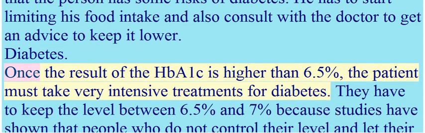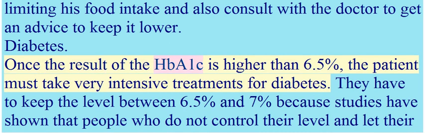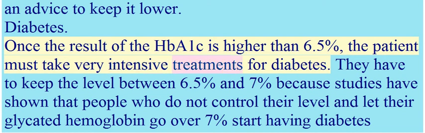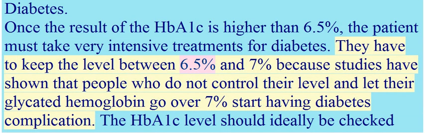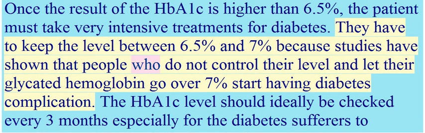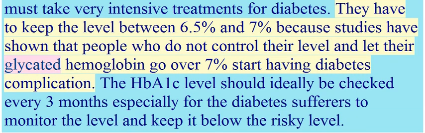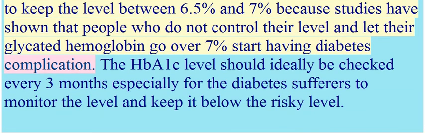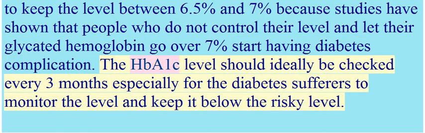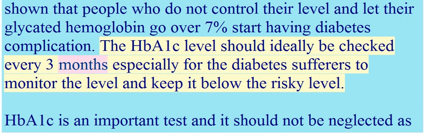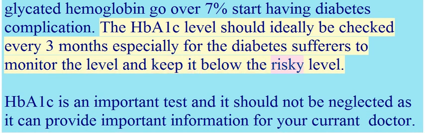Diabetes. Once the result of the HbA1c is higher than 6.5%, the patient must take very intensive treatments for diabetes. They have to keep the level between 6.5% and 7%, because studies have shown that people who do not control their level and let their glycated hemoglobin go over 7% start having diabetes complications. The HbA1c level should ideally be checked every 3 months, especially for the diabetes sufferers, to monitor the level and keep it below the risky level.